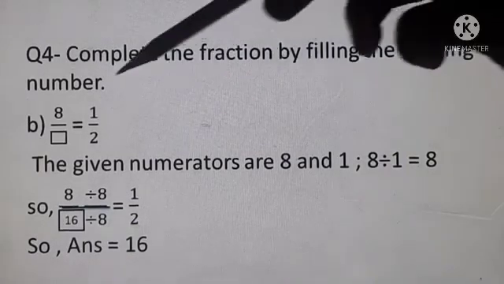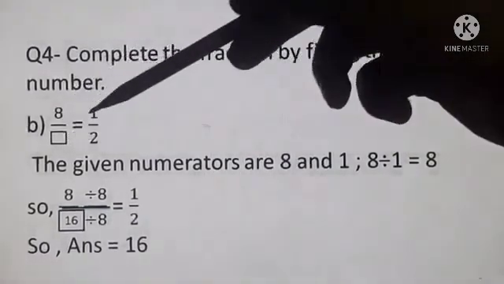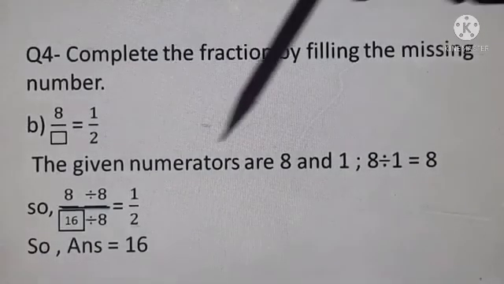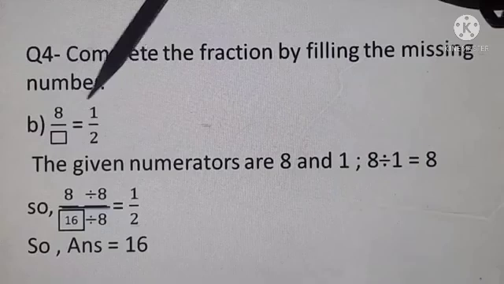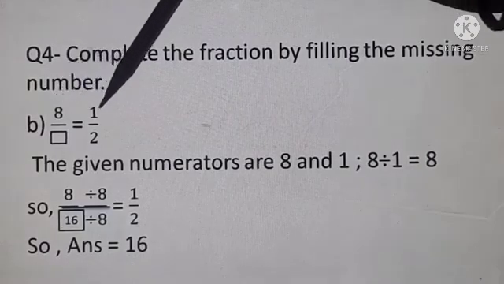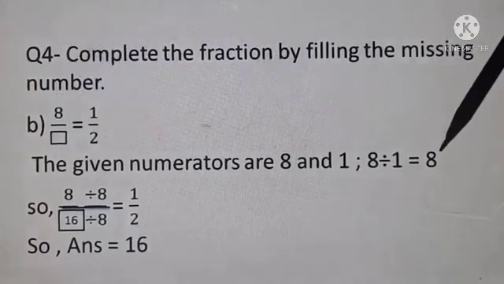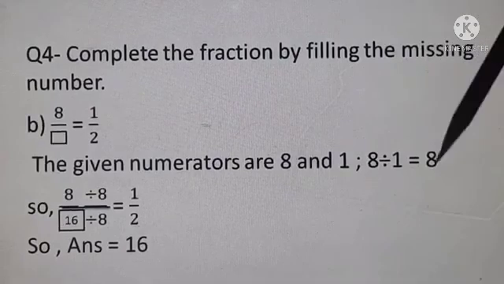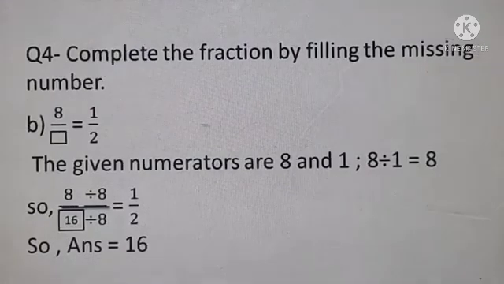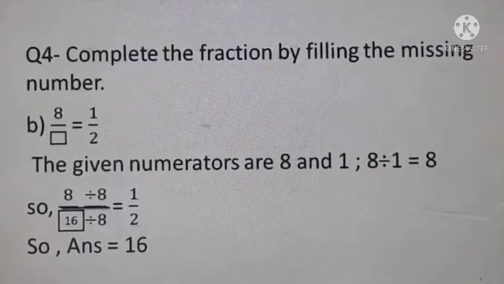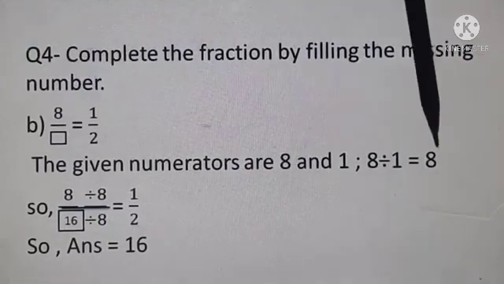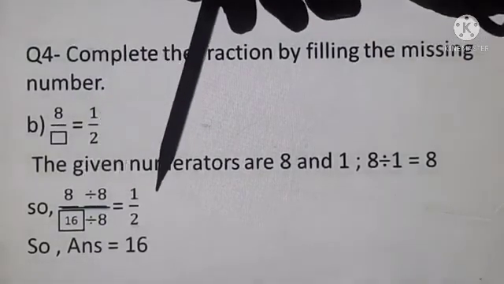This is our B part. 8 upon dash is equal to 1 upon 2. So, the given numerators are 8 and 1. So, 8 divided by 1 will give you the answer 8 only. Right? Now the answer that has come, we will divide the numerators and denominators where we need to find out the denominator in this. Okay. So 8 divide 8 is equal to 1.